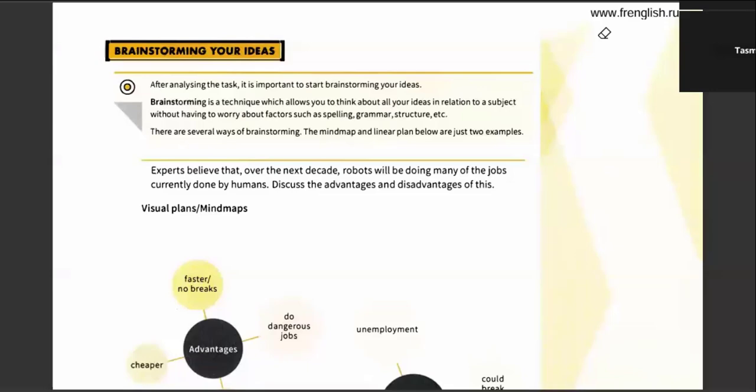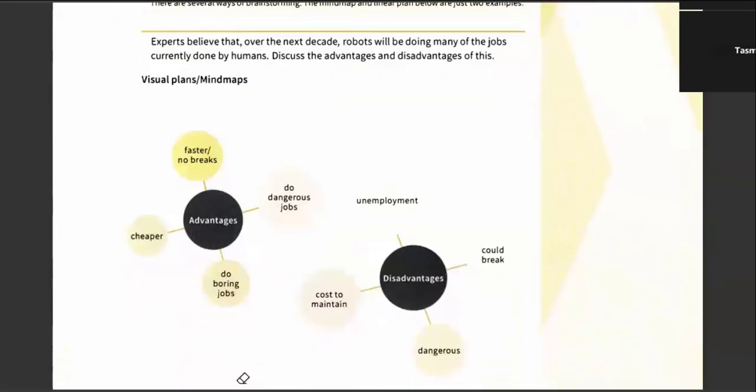So there are several ways of brainstorming. Many people like you and I, we jot it down, right? We note it down in points. But there are other ways of brainstorming as well, like mind map and linear plan. These are two examples that are given here. So what is a mind map? A mind map is a pie chart type of thing or a map type of thing that has the main topic in the middle. It has the main topic in the middle, and there are links to it that are indicating the ideas that we just got.